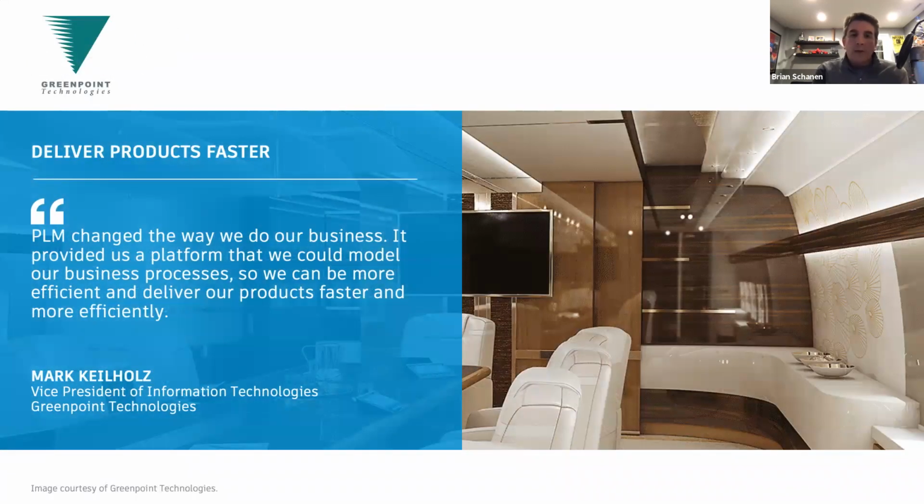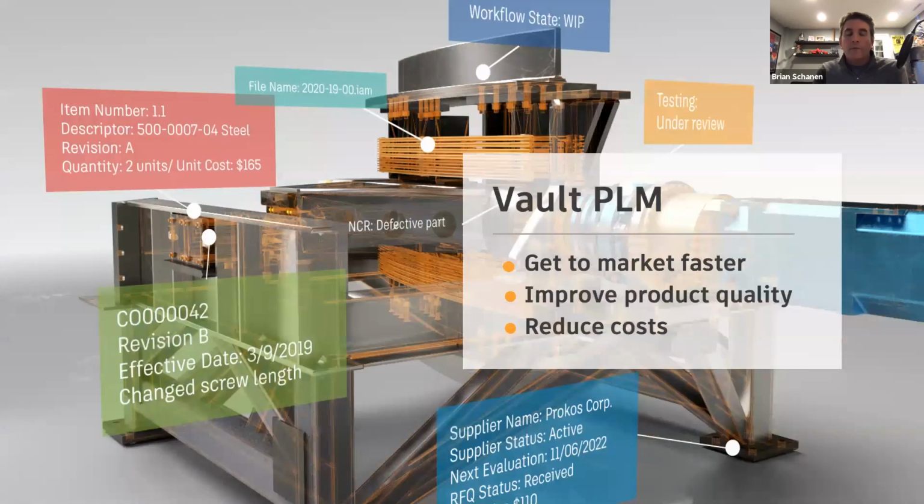And a third one that we have here is Greenpoint Technologies. Actually, one of the very first Vault and Fusion Lifecycle integrations that were out there. So they use this combining Vault and PLM to get their projects done. And again, it's a global scope in their product line. It's pretty bespoke. It's pretty unique. And without Vault and PLM, they just couldn't meet their deadlines and expectations for their products.